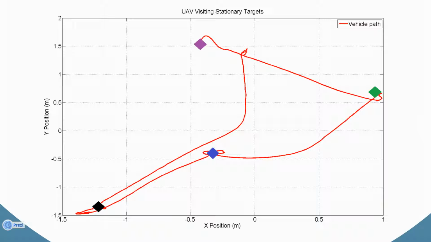But overall, you can see that the UAV is successful in reaching those locations and returning to initial position. So the stationary target test is successful.